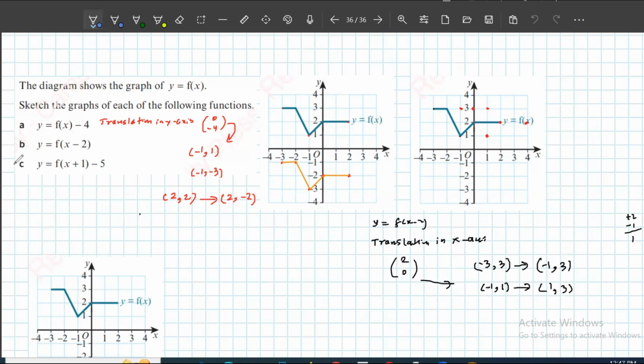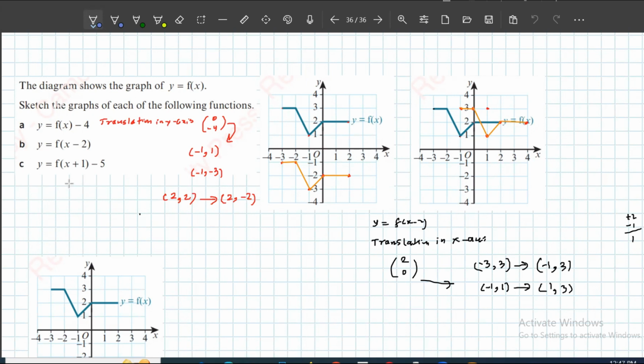If we draw this one, then straight away down, and then here, and then straight away forward. Yes, I hope you get it. So everything moves 2 units right.